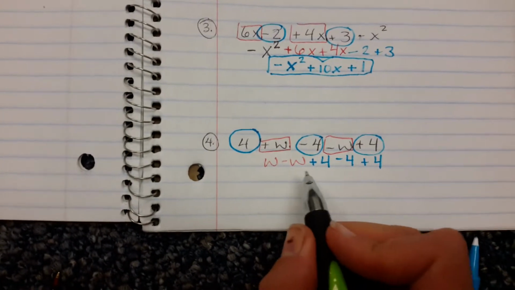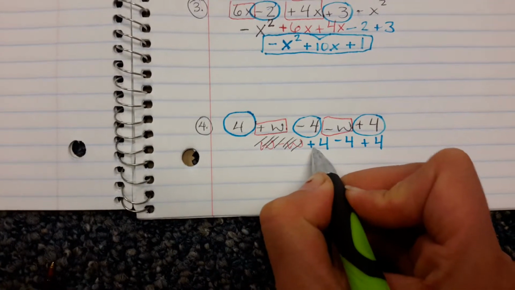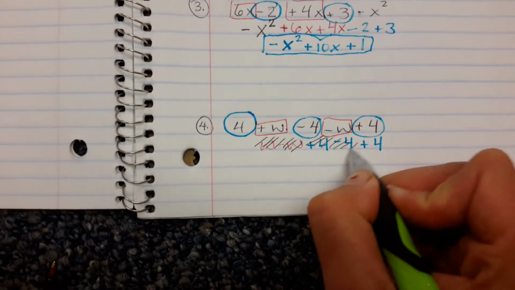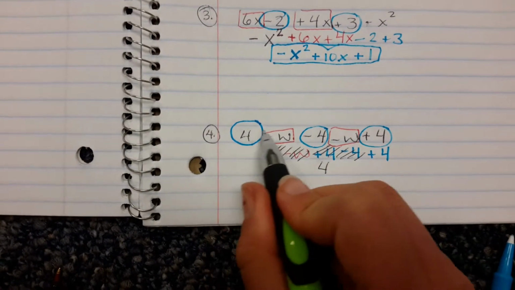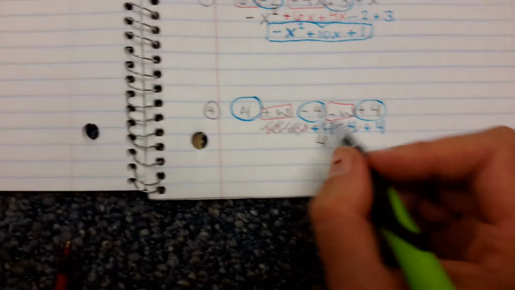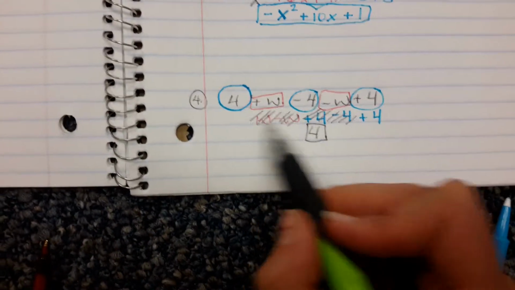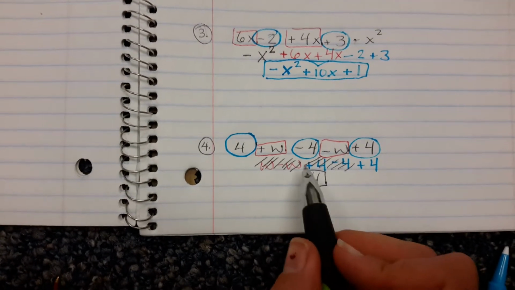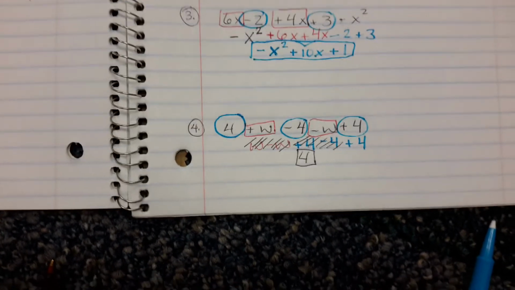So w minus w, if I have a w and I take away a w, I have nothing. So those cancel out. Positive 4 minus 4, same thing. 4 minus 4 is 0, which is nothing. It cancels out. I'm only left with a 4. So that entire long expression simplified down to just a 4. If you do not need to put your variables and your constants in order like that, then don't do it. But I encourage you to, so you don't mess up with your signs. So that was the combining like terms information.